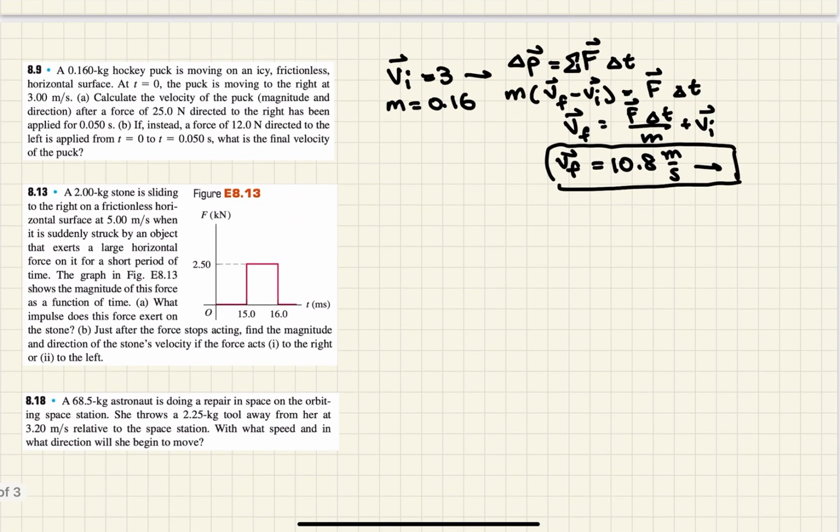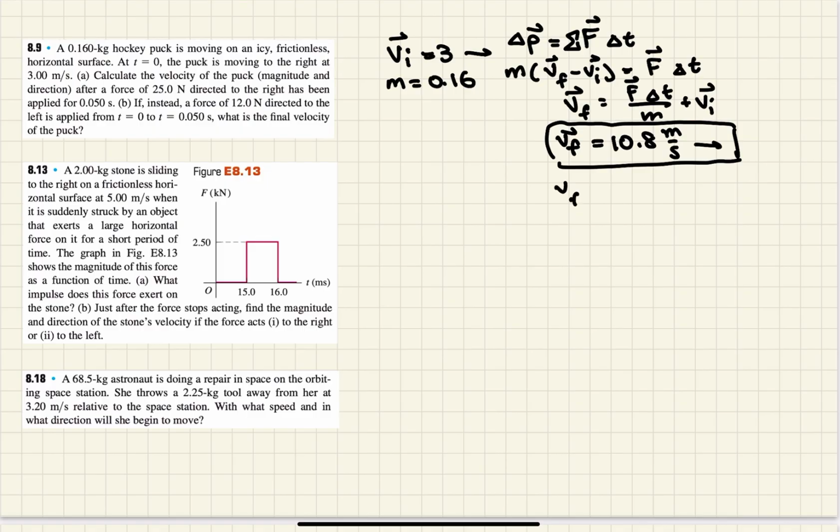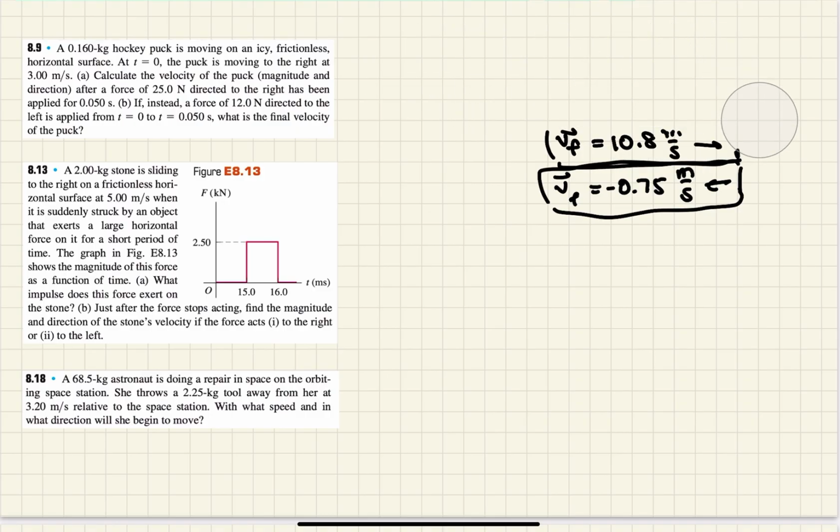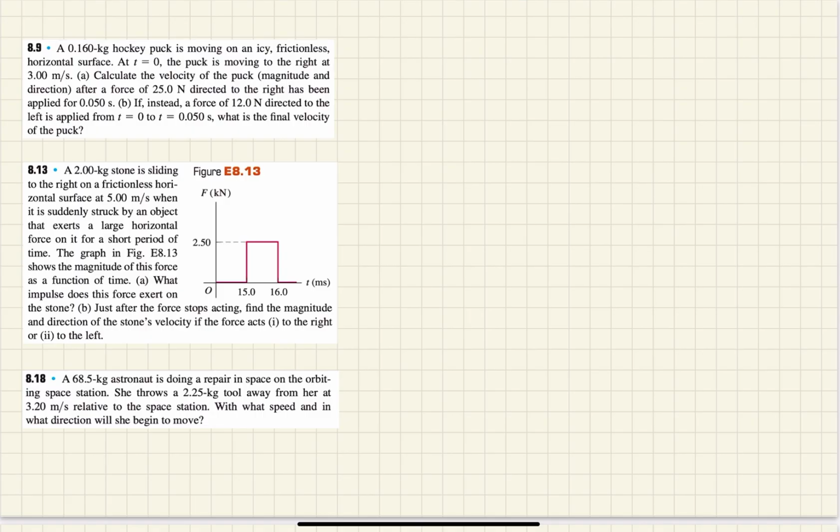But if you were to solve for it, you would actually get a negative velocity, negative 0.75 meters per second. And what that means is it's going to be going to the left. The force was enough to actually change the direction of the puck. Yeah. All right, so that was our first problem right here.